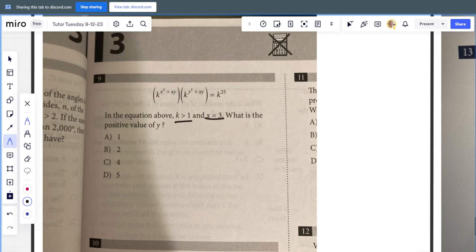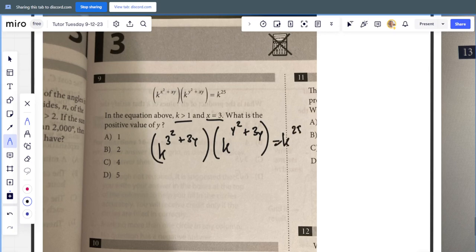I'm going to plug in the values that they gave us here. Right, k to the power of 3 squared plus 3y times k to the power of y squared plus 3y equals k to 25. Alright, what else can we do here? Since we've got the same base and we're multiplying two bases, we can add the exponents together. Right, k to the power of 3 squared plus y squared plus 3y plus 3y equals k to 25.